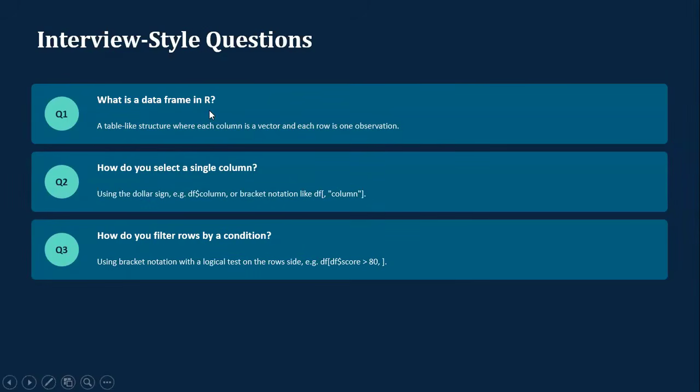What is a data frame in R? A table-like structure where each column is a vector and each row is one observation. Next, how do you select a single column? Using the dollar sign, for example df$column, or bracket notation like df[, "column"] with the column name in quotes. How do you filter rows by a condition? Bracket notation with the logical test before the comma.